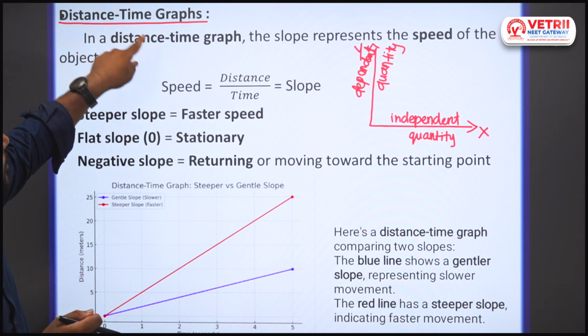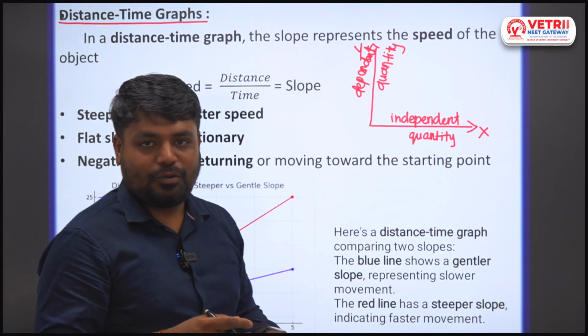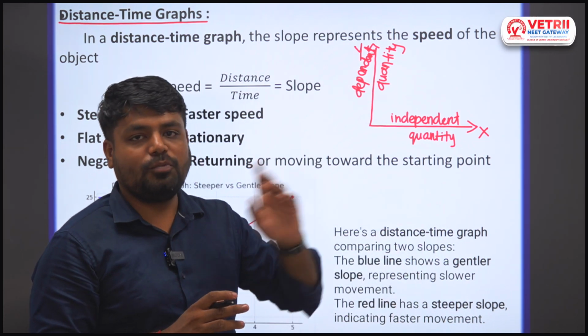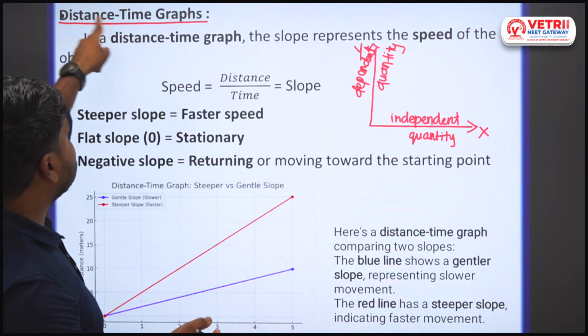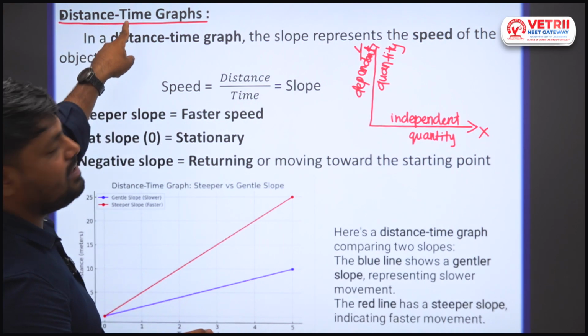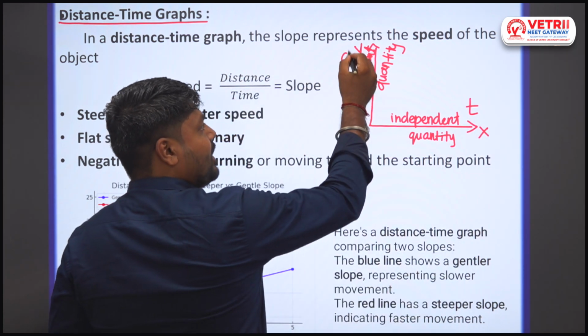See, time is independent. I can't stop the time, right? Nobody can stop the time. Time keeps on moving, so it does not depend on anything. So, among these two, distance and time, time is independent. So, you should always keep time in the x-axis and distance in the y-axis.